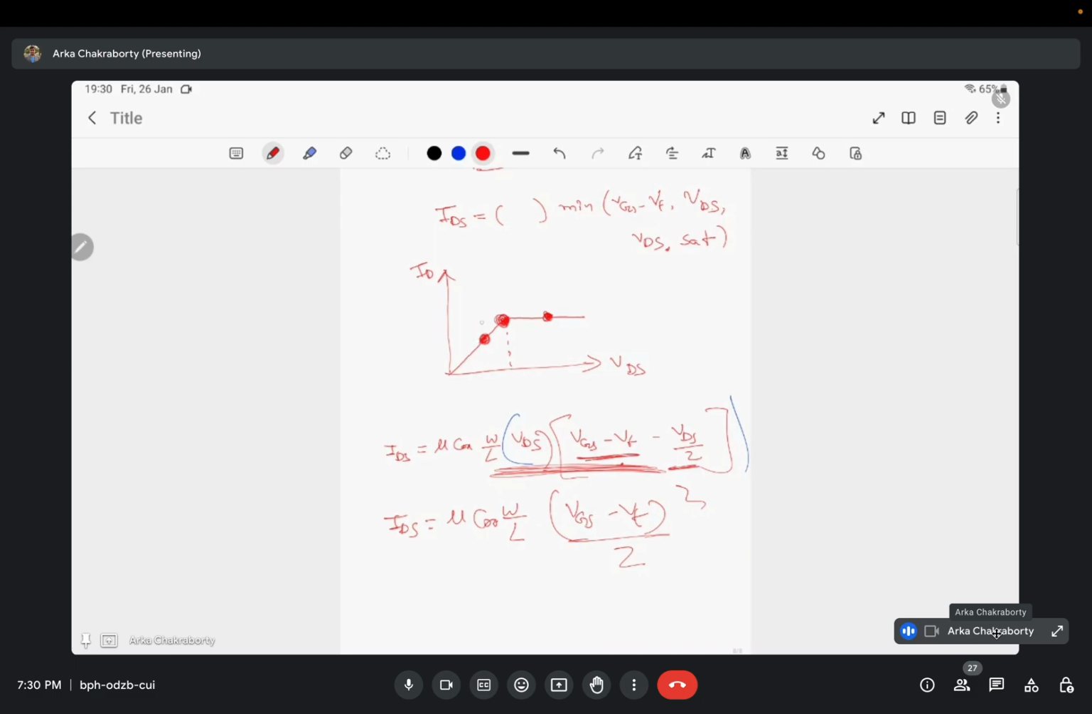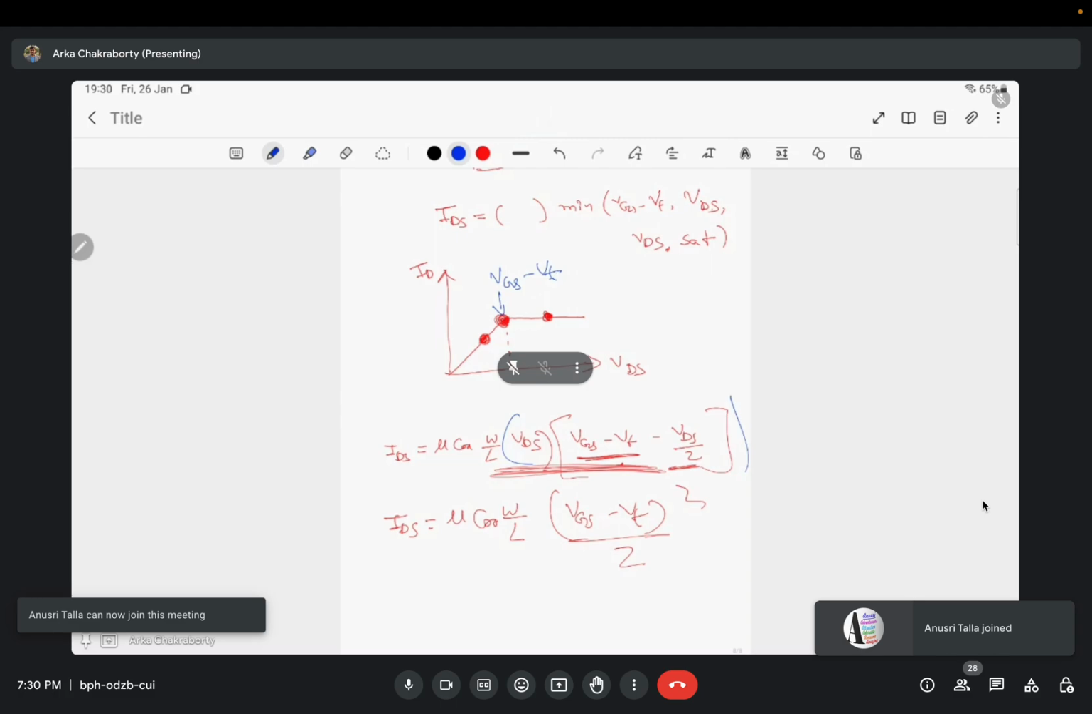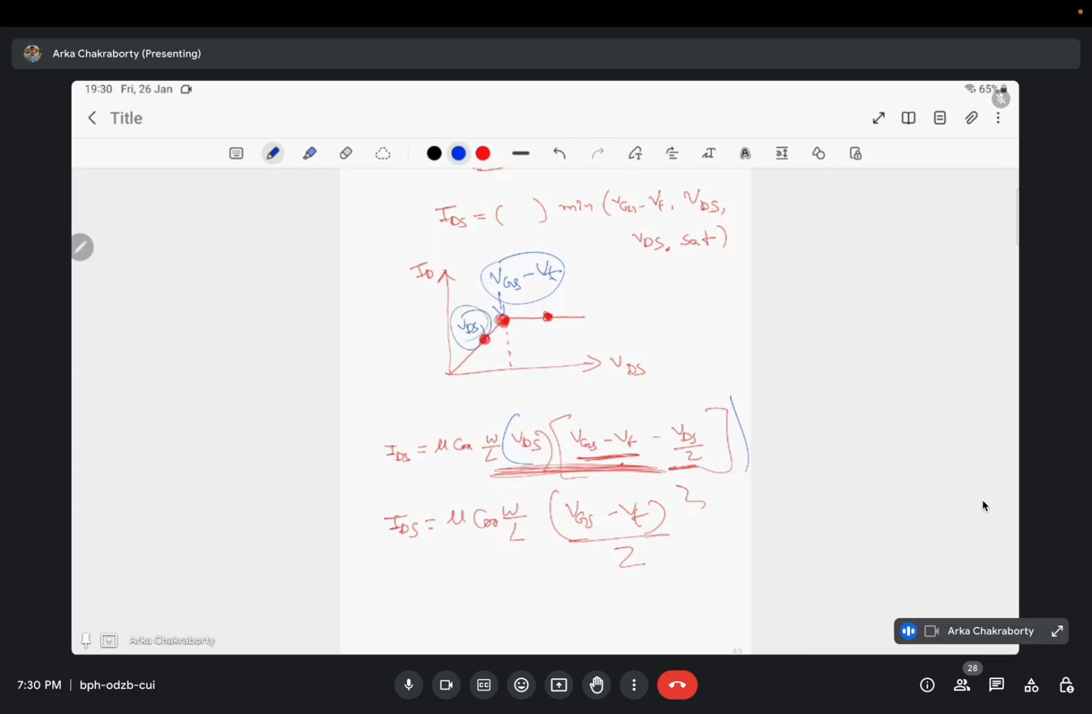So if my VDS is, say, VDS 1, and here is VGS minus VT, which one is the minimum? This is the minimum, right? VDS 1. So since the equation is written in such a manner, my VDS term will be used and I will get this equation. And if this is VDS 2, here VDS 2 is greater than VGS minus VT, so when I substitute it in this equation, the minimum is VGS minus VT, and I will get this equation. Got my point?